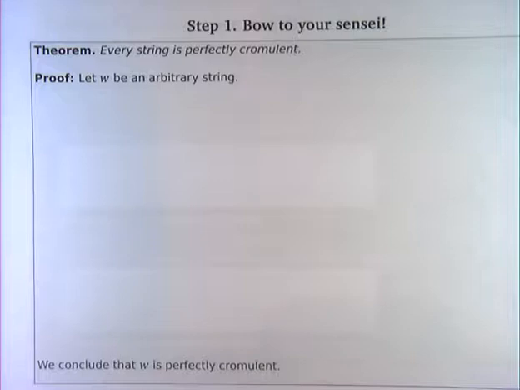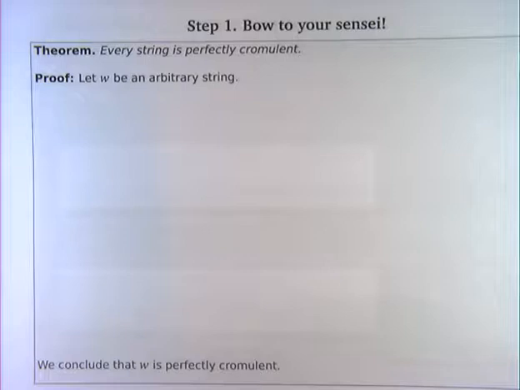The beginning of the theorem is every string. So immediately, having read those two words and nothing else, I write down, let W be an arbitrary string. And then I read the rest of the theorem. That string is perfectly cromulent. And so I know what the conclusion of the proof is going to be. W is perfectly cromulent. I can write that down now.